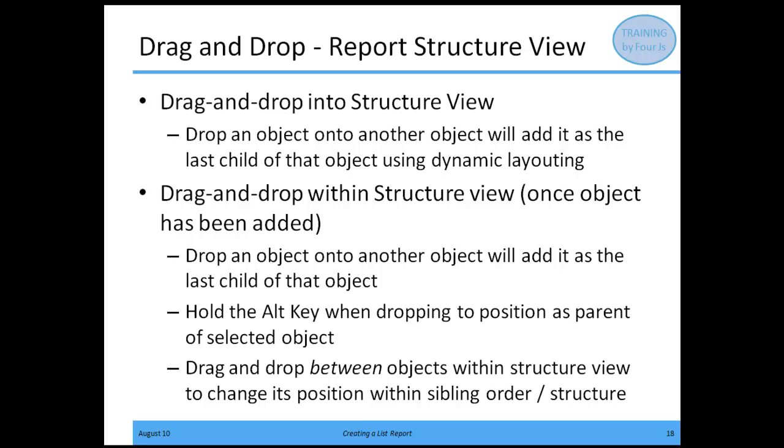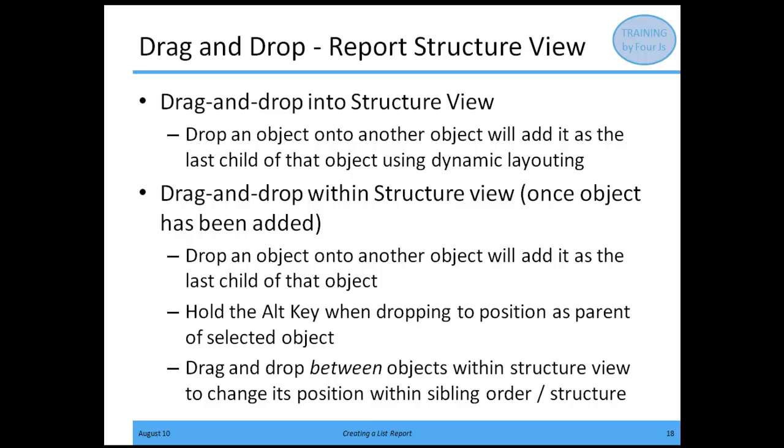An alternate to dragging and dropping into the main work area, you can also drag and drop into a structure view. Now, when you drop an object onto another object in the structure view, it will add it as the last child of that object using dynamic layouting. So if I have an element I want to add, for example, to a table row container, I can drop it onto that table row container in the structure view, and it'll make it the last child of that table row container.